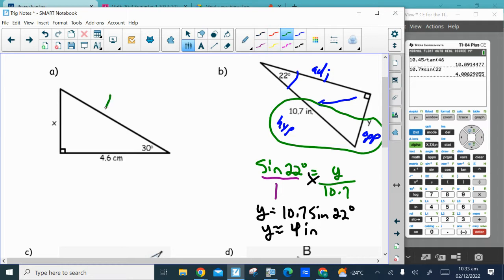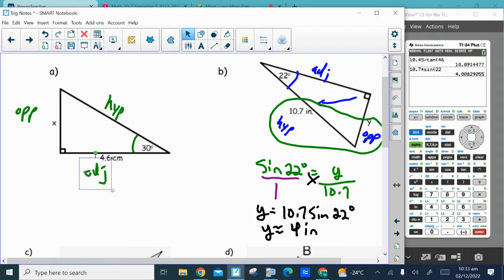Start by labeling the sides. The side across the right angle is the hypotenuse. You're given that 30-degree angle in the bottom right-hand corner. The side across from that's the opposite. Third side is the adjacent. So that's the first step. You should have labeled them just like that. That's the only way you can label this, based on what we're given, and what we're trying to find.